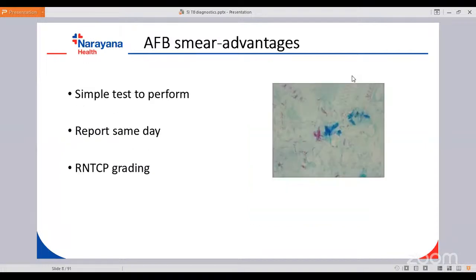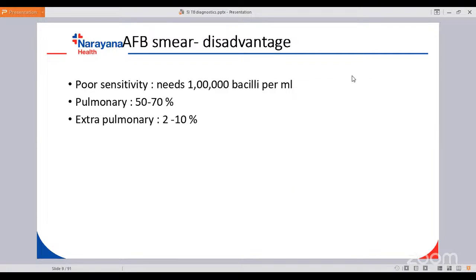What is the advantage of AFB smear? It's a simple test to perform. You get the reports the same day. And there is an RNTCP grading. And therefore, when the patient is treated, it also has prognostic value. So 3 plus can come down to 1 plus or scanty, indicating that there is response to therapy.